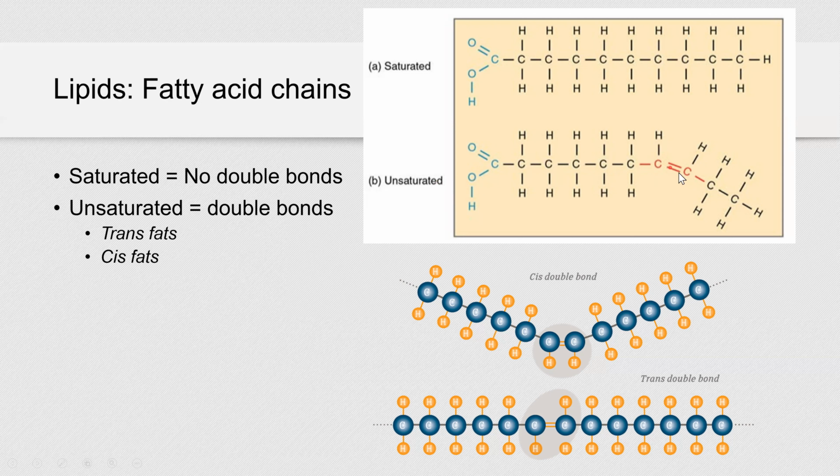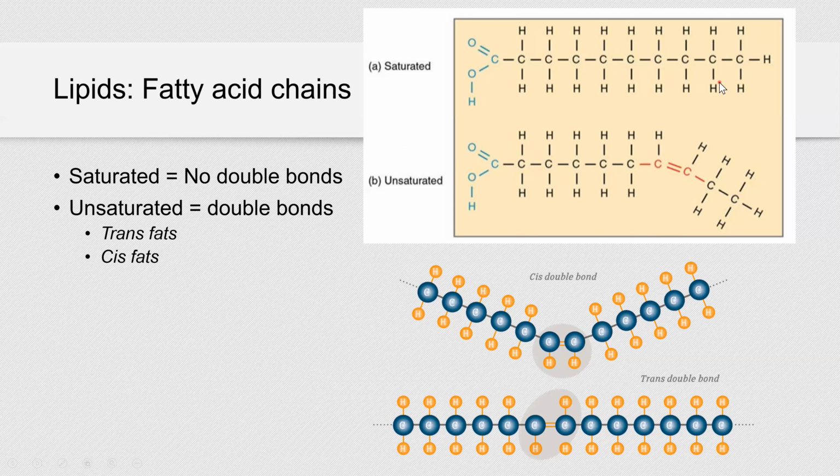Now, when we have this double bond, the molecule is not straight. You see how it has this kink? It's not straight, right? Actually, what scientists figured out is that those unsaturated fatty acids, because they are not straight molecules, are more healthy. They're better for your body compared with saturated fat.